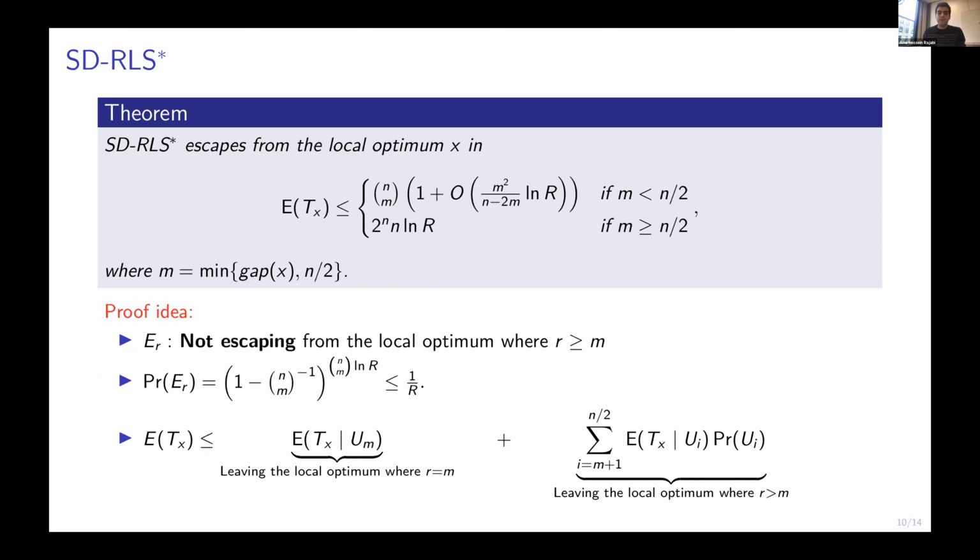If we consider different radius values larger than the gap size, where the radius equals the gap size and where the radius is at least m plus 1, considering the probability of failure and the expected steps in that radius, we can achieve the expected optimization time, the improvement time.